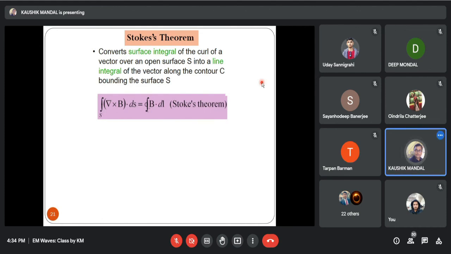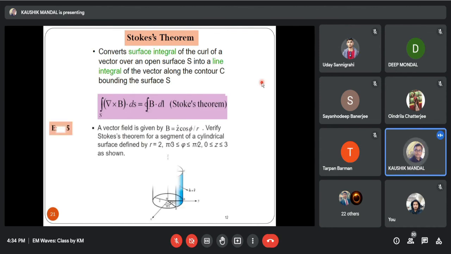Now this type of conversion from surface to line integral is very useful for the derivation of different types of electrical equations. So this particular theorem is very useful. It is better to understand this particular theorem more clearly with some example.